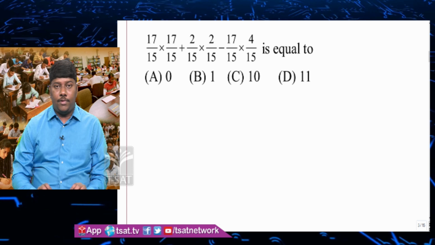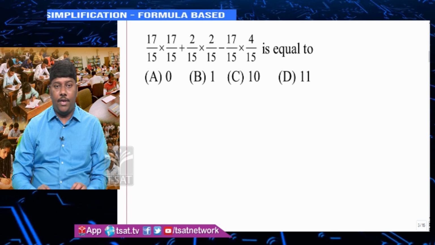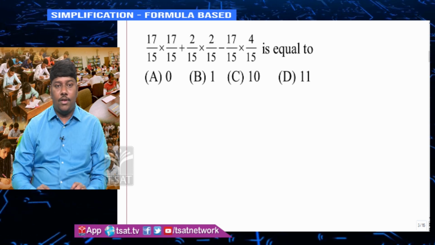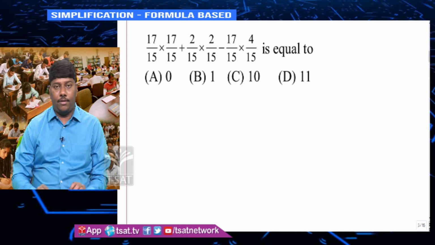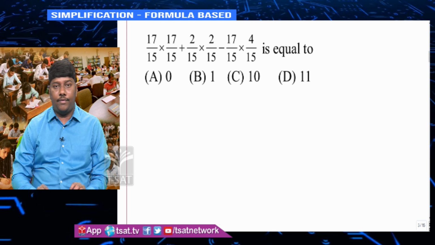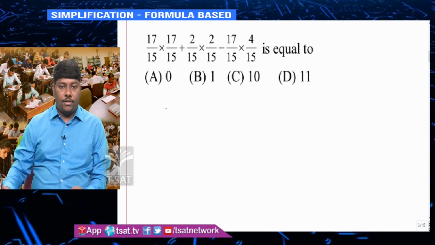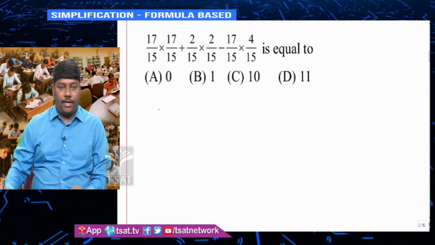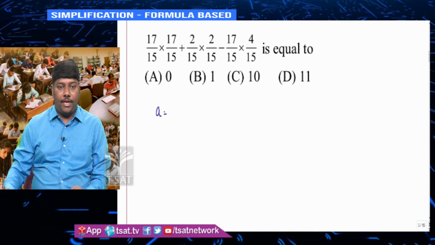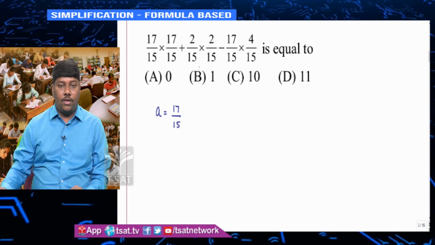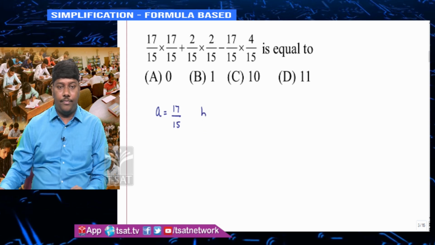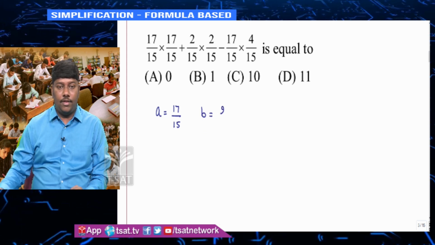Now look at this sum. This is directly based on a plus b or a minus b whole square. Now see here, 17 by 15 into 17 by 15. So it is actually 17 by 15 whole square. Let your a be 17 by 15. Now look at 2 by 15, let that be b.